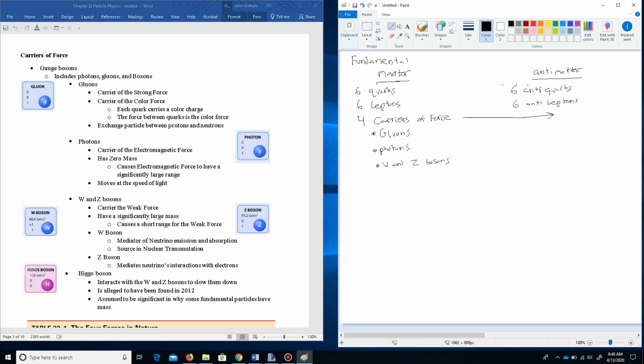The W boson is a mediator of neutrino emissions and absorptions, and it's the source in nuclear transmutations, like nuclear decays. The Z boson, however, mediates neutrino interactions with electrons. Then we have the Higgs boson.